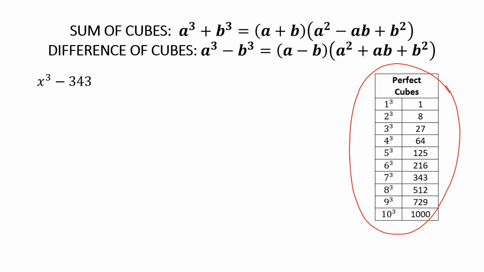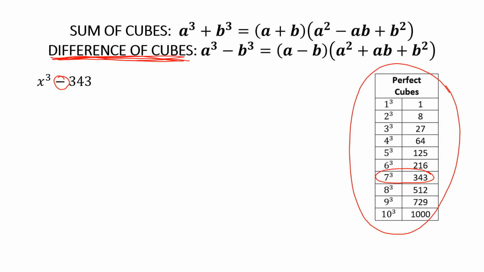So let's take a look at this first example. We've got x cubed minus 343. Well, x cubed is already a perfect cube because it's x cubed. And then 343 is on my list. I know that 7 cubed is 343. So here I am dealing with the difference of two perfect cubes. So I'm going to use the formula here for the difference of two cubes.